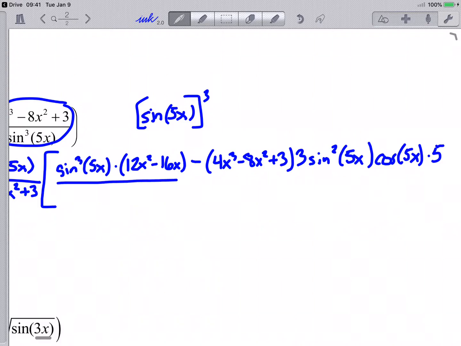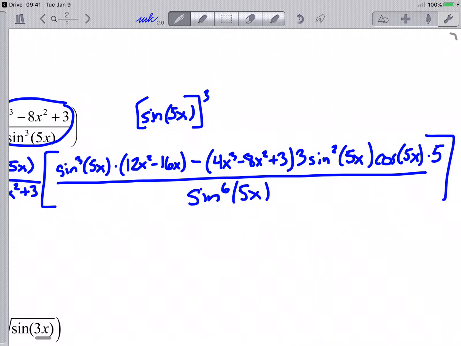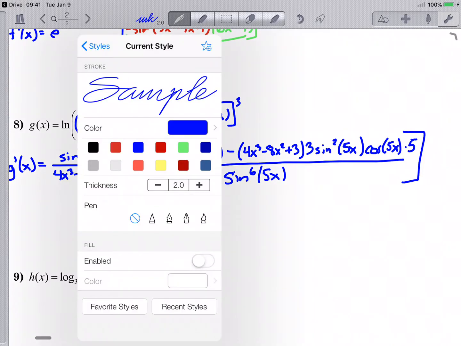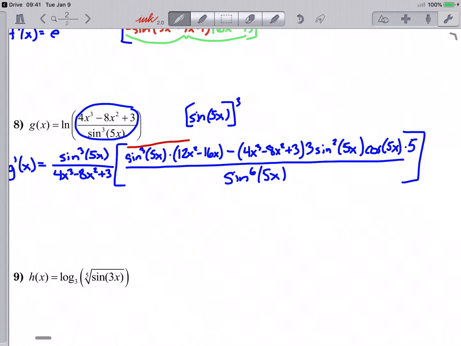And derivative of the inside is 5. Alright, so there's my numerator, low d high minus high d low, all over low squared, which is sine cubed squared, which would be sine to the 6th of 5x. And there you have it. Now you can see that there's a lot of simplifying you could do here. You'd be able to factor out a sine squared of these two terms. You've also got the sine cubed here. So sine squared and sine cubed make sine to the 5th, which over the sine to the 6th means you're just going to have a single sine on bottom.